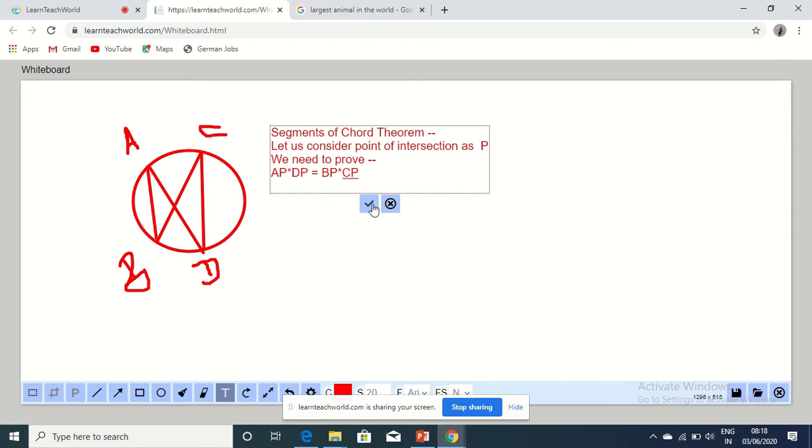According to the segments of chord theorem, if two chords intersect in the interior of the circle, then the product of the lengths of the segments of one chord is equal to the product of the lengths of the segments of the other chord. One segment is AP, the other is DP, and the product of AP and DP will be equal to the product of BP and CP. Is it clear to you what we need to prove?